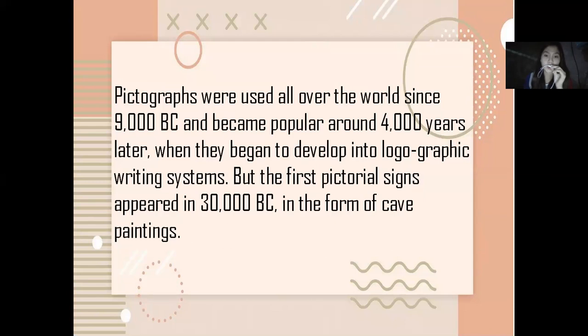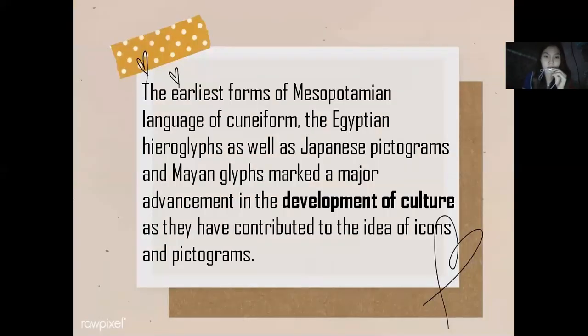Pictographs were used all over the world since 9000 BC, or before Christ, and became popular around 4000 years later when they began to develop into logographic writing systems, but the first pictorial signs appear in 30,000 BC in the form of cave paintings. Next. The earliest forms of the Mesopotamian language of cuneiform, the Egyptian hieroglyphs, as well as Japanese pictograms and Mayan glyphs, mark a major advancement in the development of culture, as they have contributed to the idea of icons and pictograms.